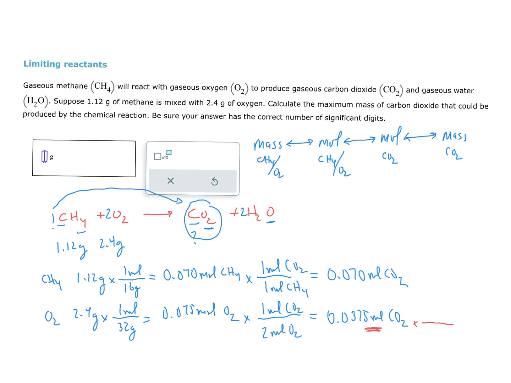So bring in the molar mass. I know 1 mole of CO2 is 44 grams. So we should make about 1.7 grams of CO2. I would say 2 significant figures, because if we look at our initial mass of oxygen, there's 2 significant figures there as well, and that's what we used going forward. So 2 sig figs there, we should have 2 significant figures in our final answer.